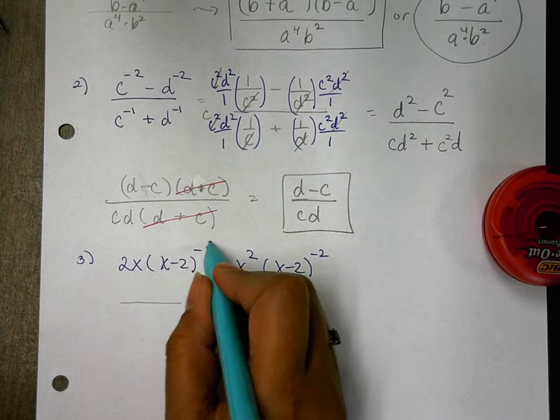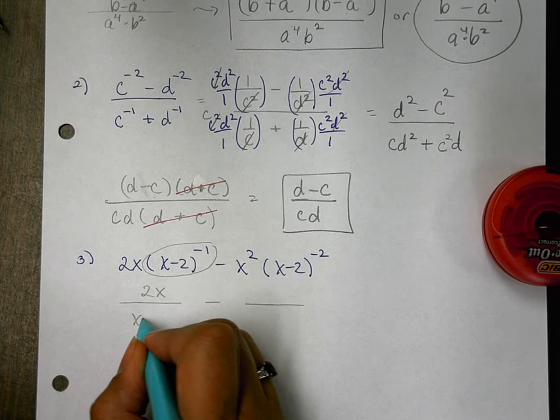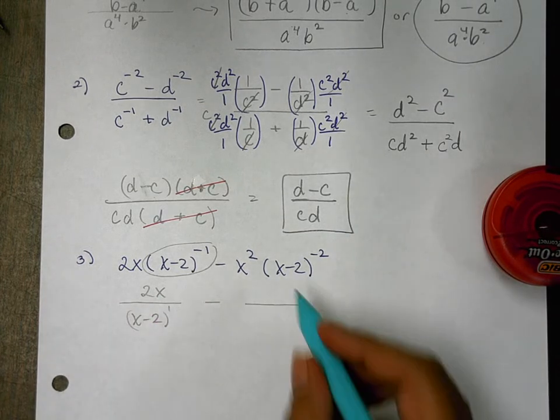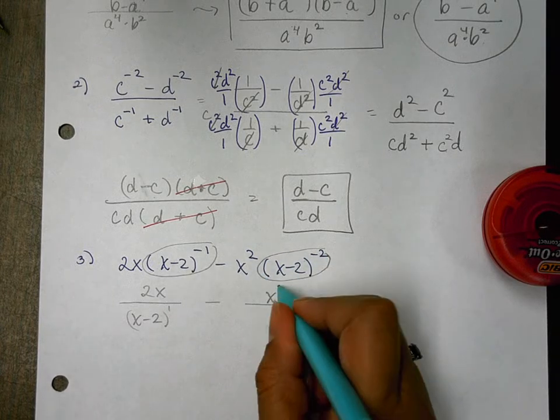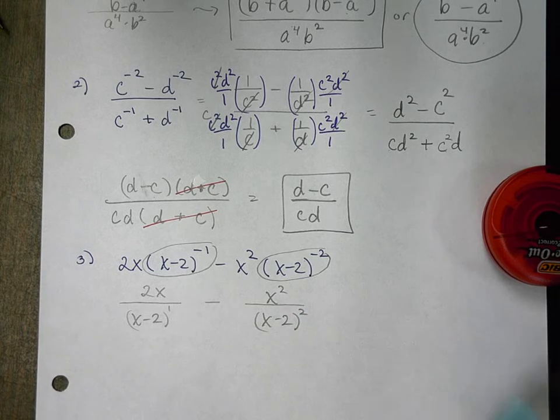Now this fraction, this is the only piece negative, which means the 2x is staying. And x minus 2 is moving to the bottom with now a positive 1 exponent. Okay, second term, this is the only thing negative, so x squared is staying, and moving to the bottom is x minus 2 to the positive second power. All right, I need a common denominator.